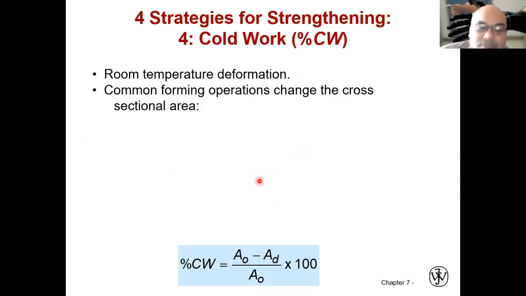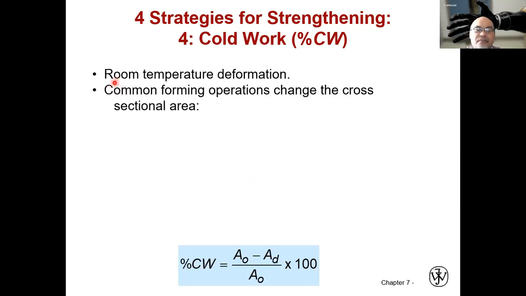Okay, the last strategy is cold work, indicated by percent cold work. In cold work, you apply stress to the material at room temperature to deform it. What will happen is that the dislocations become denser, which will create an entanglement between the dislocations, which will eventually prevent the dislocations from moving to the edge.